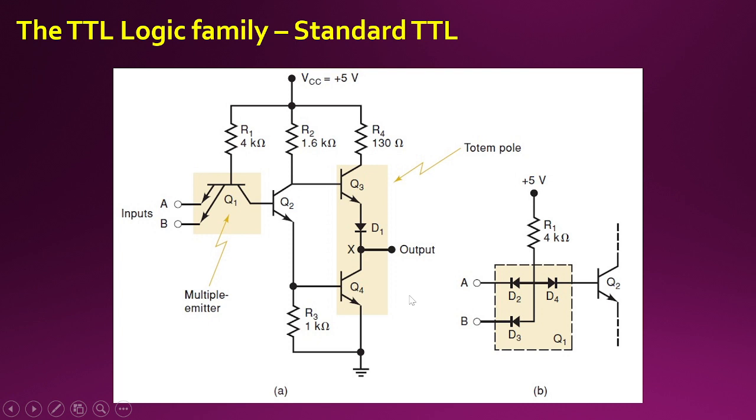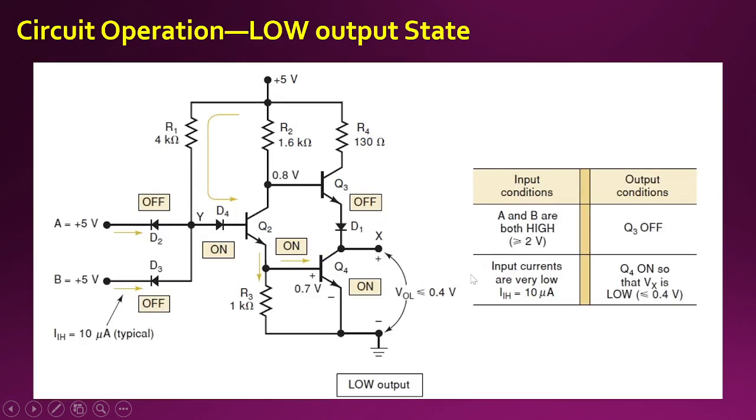Now we again have an output section which we call totem pole output. In case of totem pole output, when Q3 is on, Q4 will be off, but when Q4 is on, Q3 will be off. So this is the internal structure of a standard TTL NAND gate. Now let us have a look at how it functions.